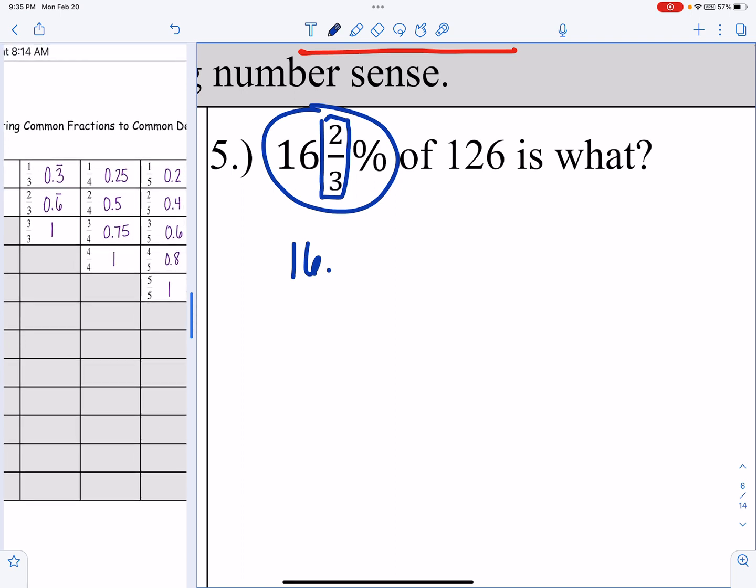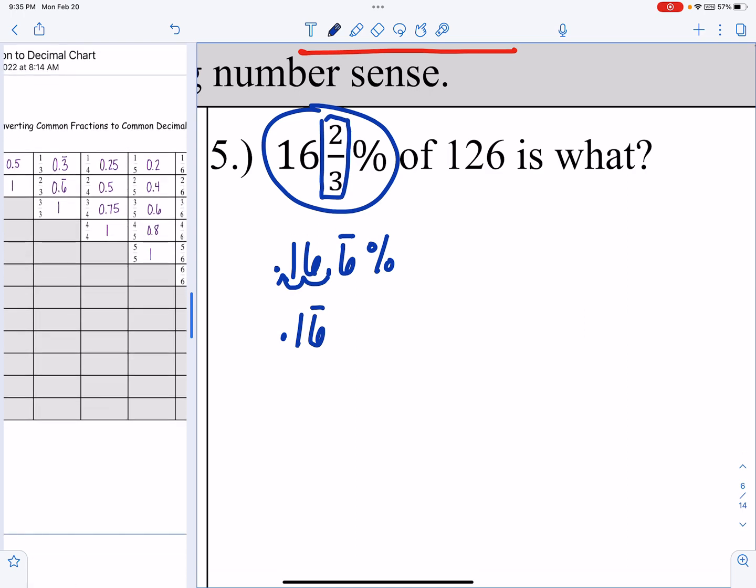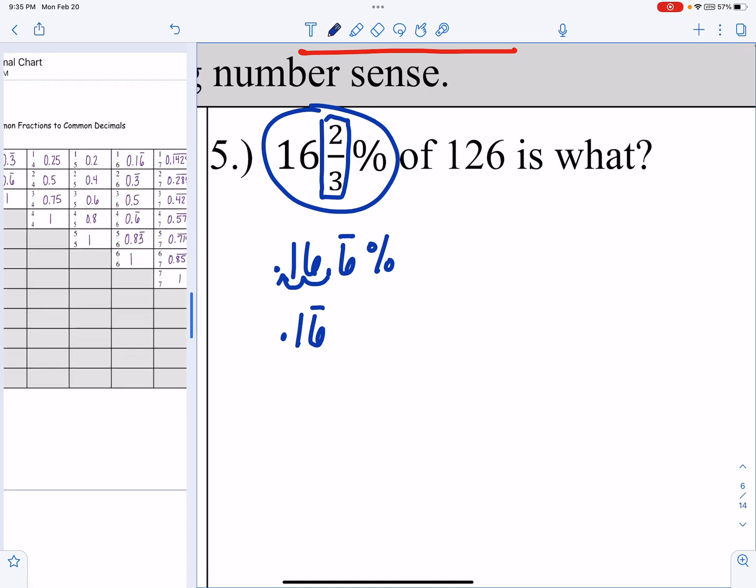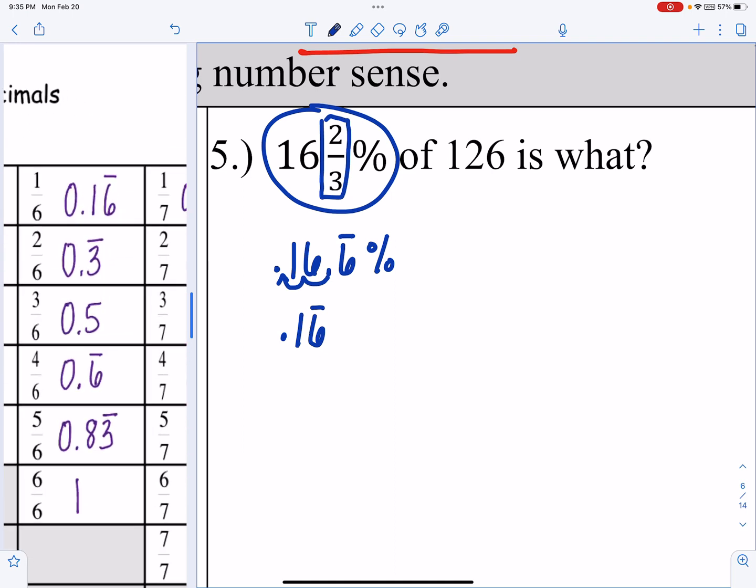Or I have 16.6 repeating. This is still a percent. I haven't changed this to decimal form yet. It's still percent form. And then we can go ahead and change it to decimal form by moving 2 spots to the left or dividing by 100. This puts me at 0.16 with that 6 repeating. Let's go ahead and see if we can find a 0.16 with the 6 repeating. There we go. Take a look.